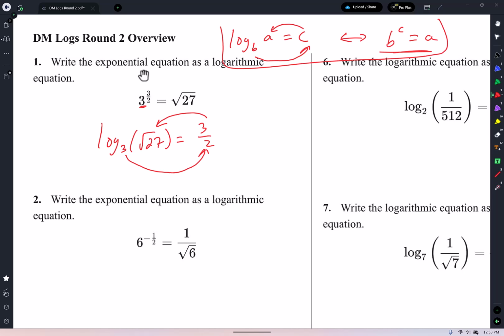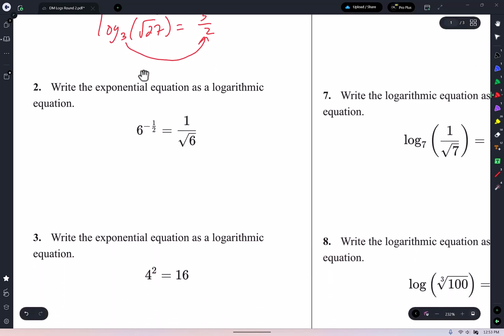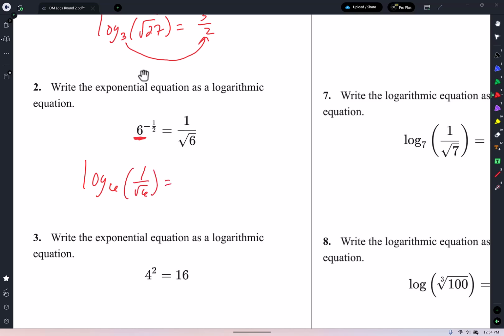Don't worry, I'm going to do it again and again. This is the base, so I'm going to write log base 6. Base 6 of what? Of 1 over square root of 6 equals negative half. Hopefully we remember our laws of exponents, guys. That 6 to the negative half means that you can go 1 over 6 to the half. See? Don't worry, we'll talk about laws of exponents in a little bit.